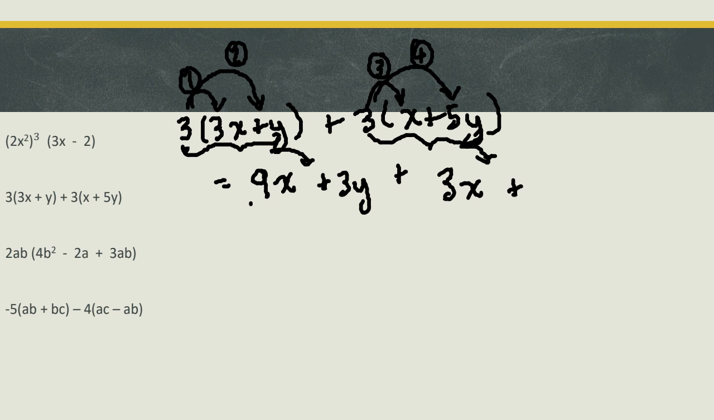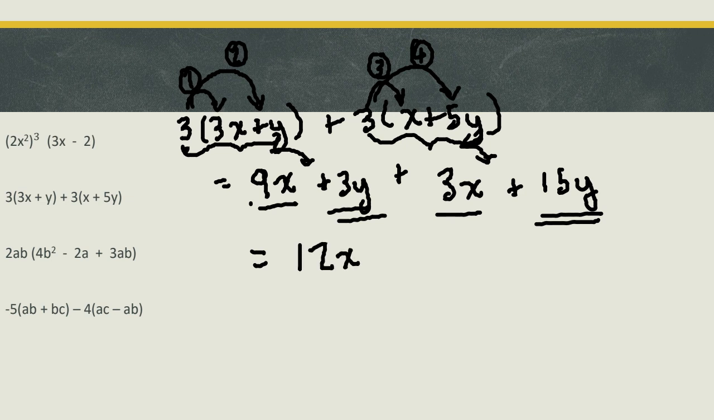So now the question is, can I combine any further? The answer is yes, because I have a 9x and a 3x, and then I have a 3y and a 5y. So the coefficients in front can be whatever we want them to be, but the variables and the exponents have to be the same. And in this case, we have 2 x's and 2 y's, so we're good to go. So we have 9, 10, 11, 12x, and we have 15, 16, 17, 18y. So we have 12x plus 18y, and that is my final answer.